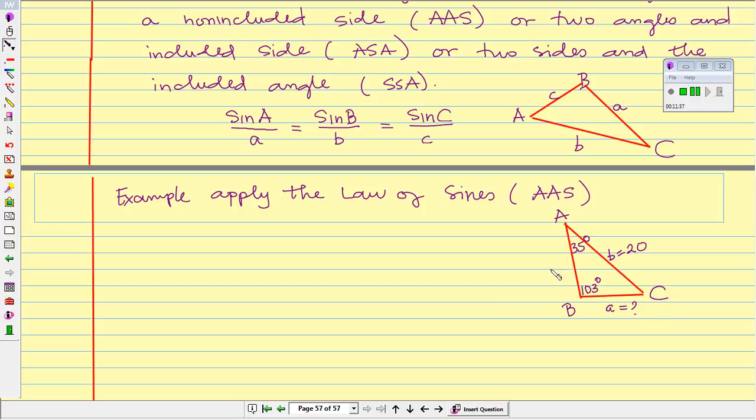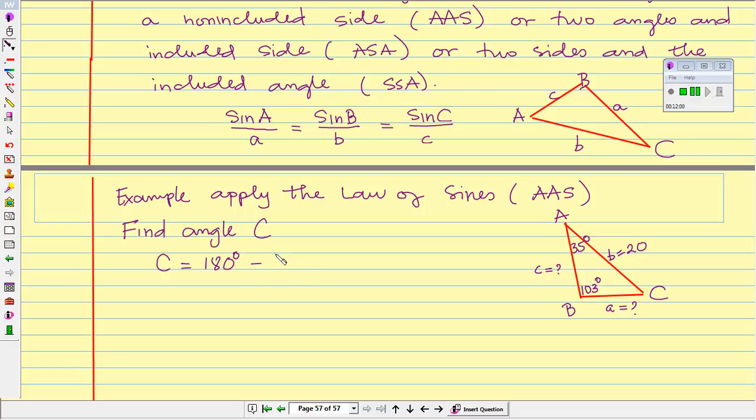So now we need to find two missing sides, the little a, and this angle C, and then find the little c. The first thing we have to do is find angle C.